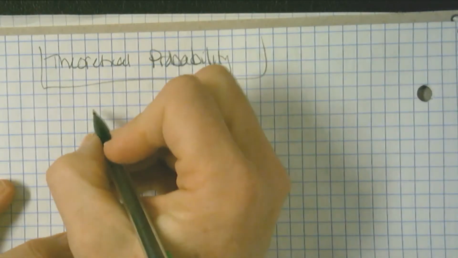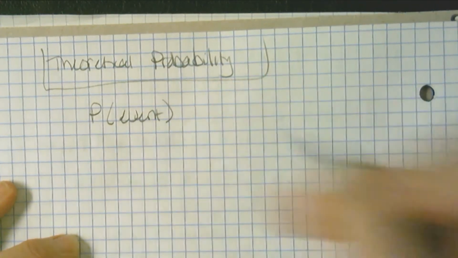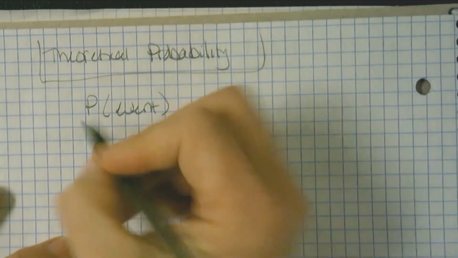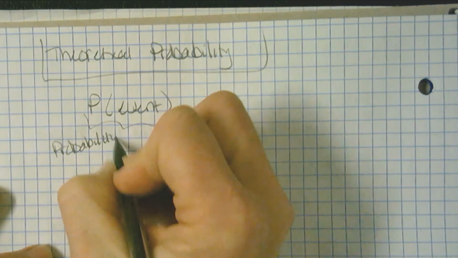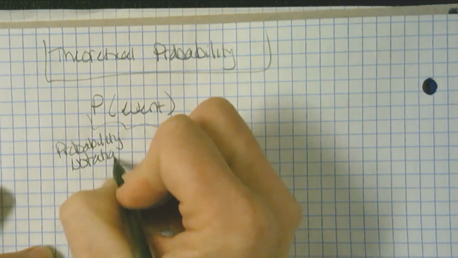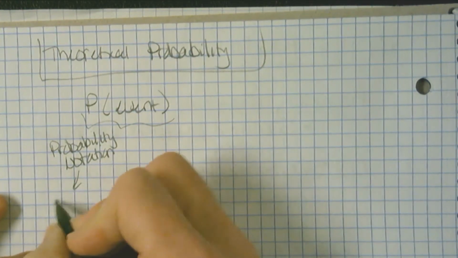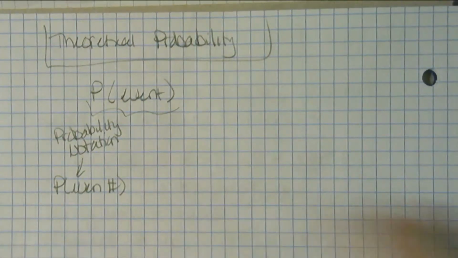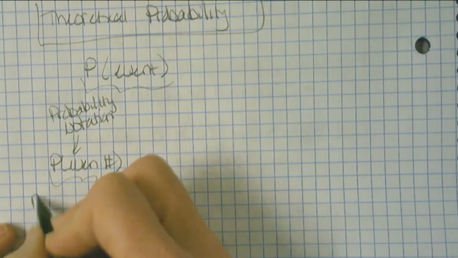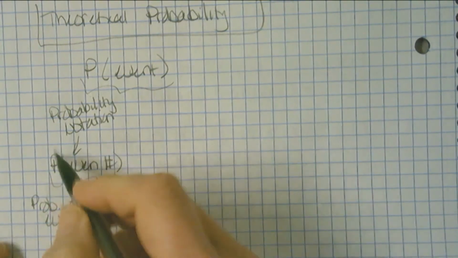All right, so the way that we write this is probability, P, and then event. That's not multiplication. If you remember from last year, this is just probability notation. So if I have something like probability of an even number, that's how we would write it.